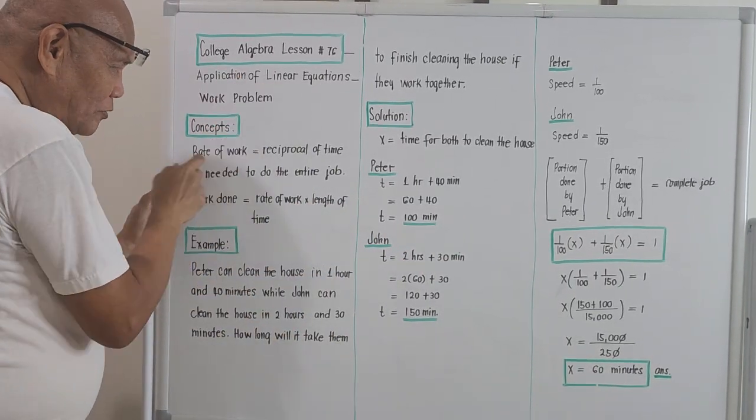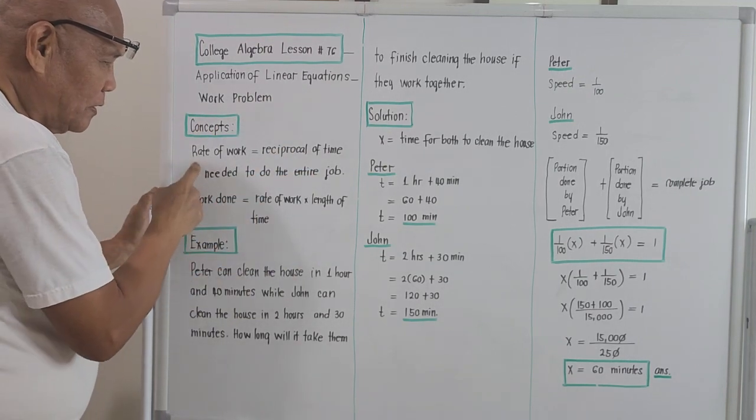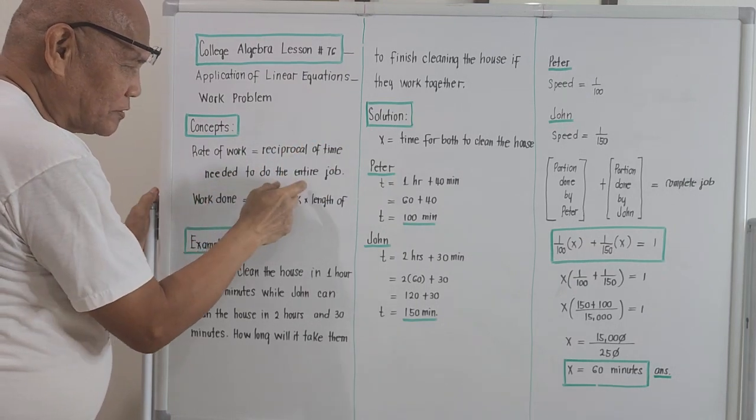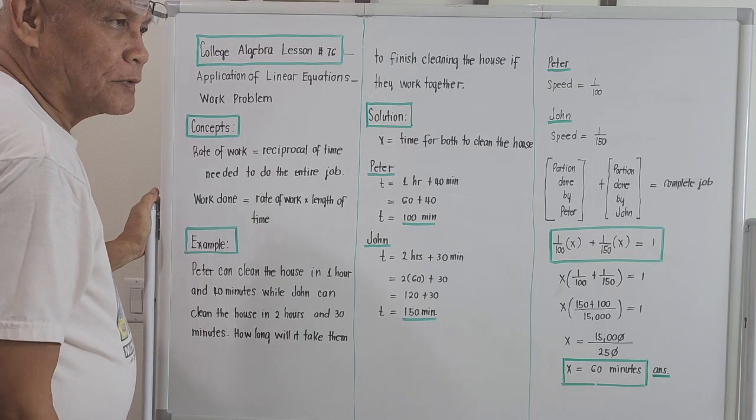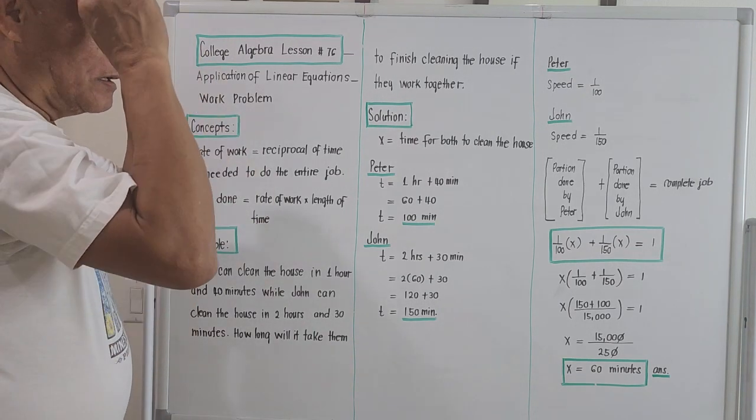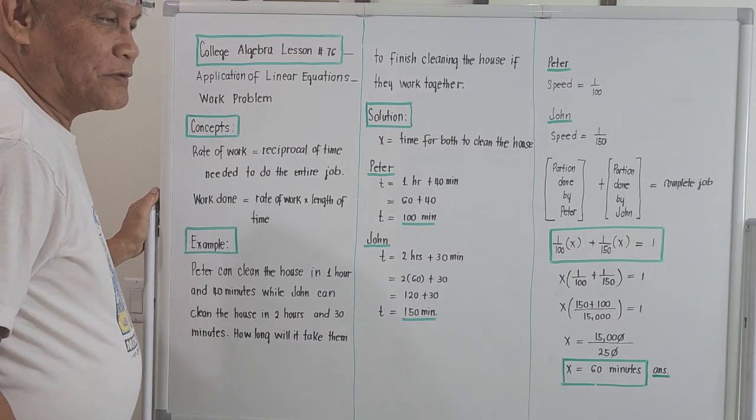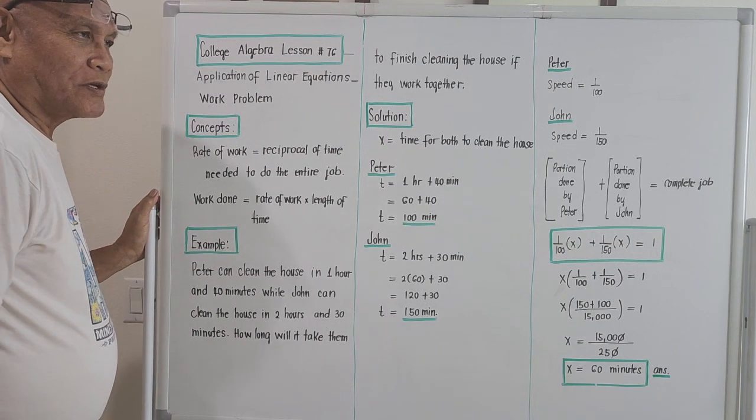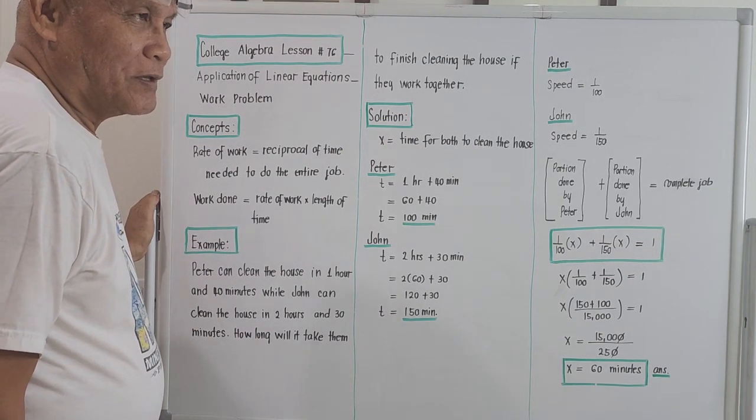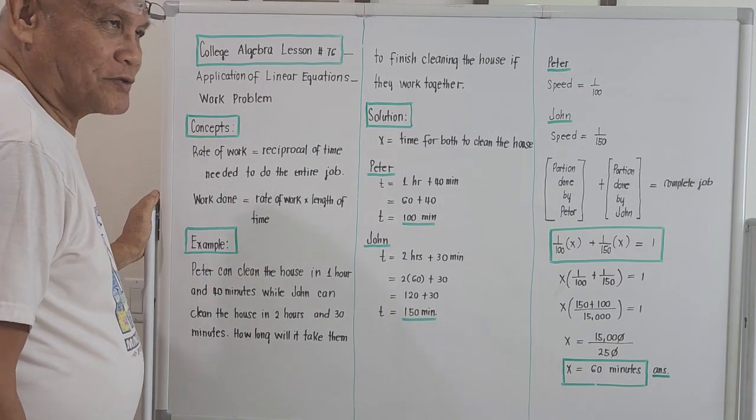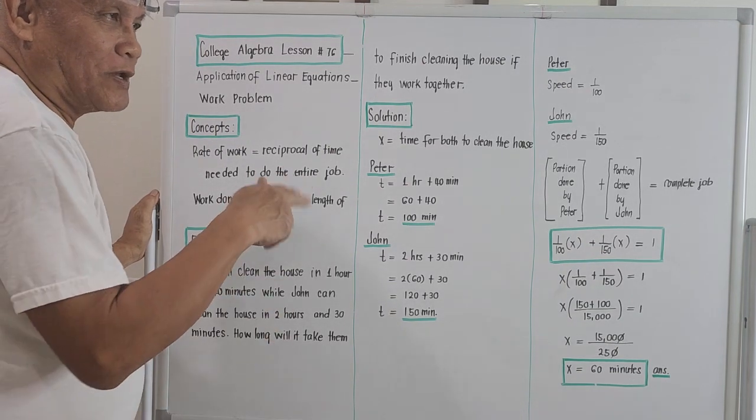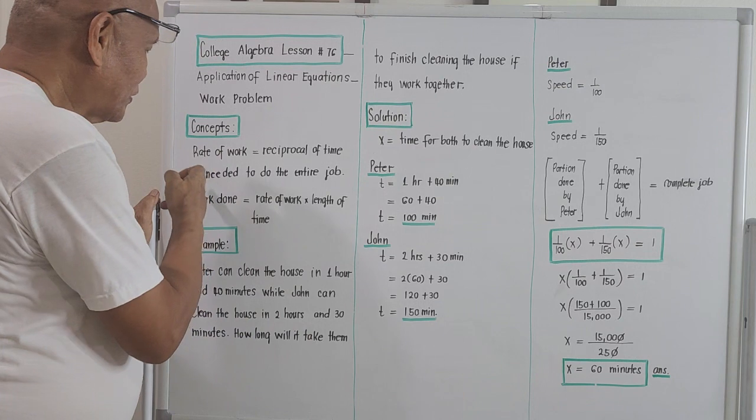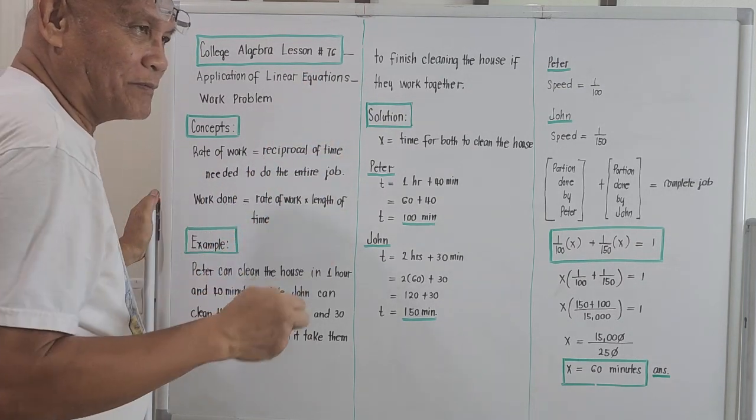For work problems, the concepts are only two. First, rate of work is equal to the reciprocal of the time needed to do the entire job. As simple as that. For example, if you could finish a painting job in 2 days, if you take the reciprocal of those 2 days, that one half represents the part of the job that is done. Of course, one half plus one half will be one, and one is equal to a complete job. So according to the rate of work, it should be the reciprocal of time.